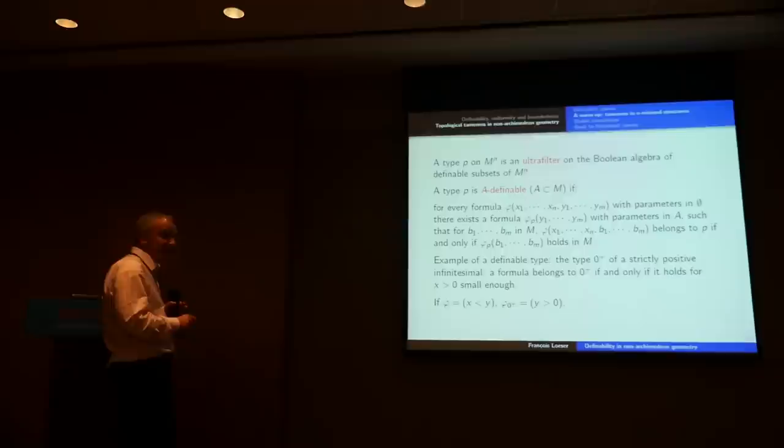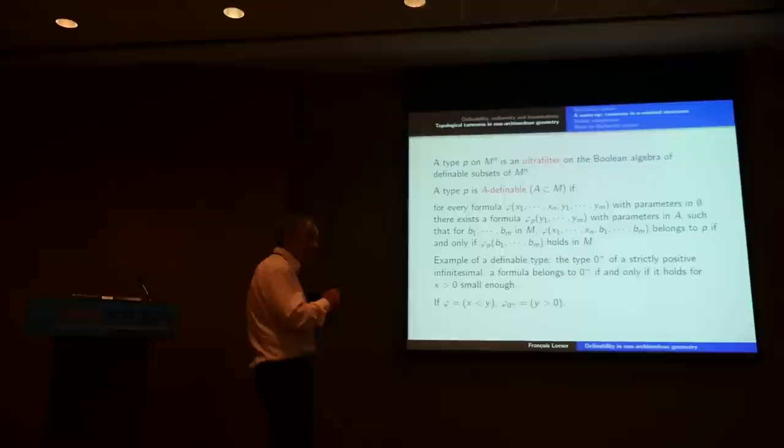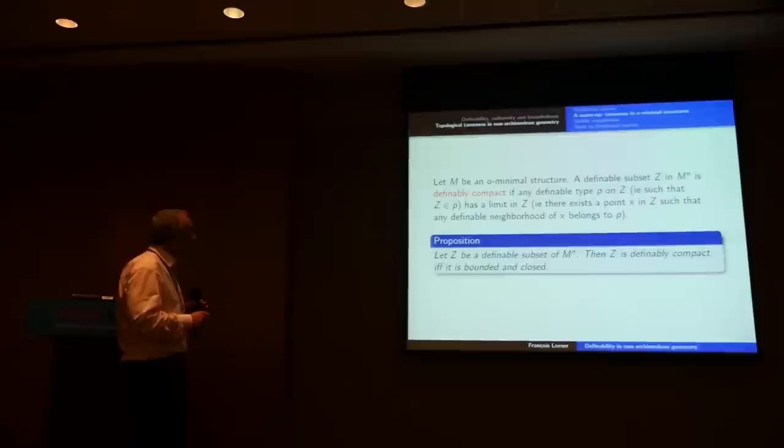I understand that it may be a bit difficult to absorb if it's the first time you see that. And now there is a notion of definable compactness in o-minimal structures. A definable subset Z will be definably compact if any definable type p on Z... so here there is some kind of duality... belongs to Z. If you think geometrically, the point corresponding to p belongs to Z, as a limit in Z. What does that mean? Well, that means that there is a point in Z which is a limit, and that you require that any definable neighborhood of x belongs to the type. So this is a natural notion of having a limit. And now everything is all right again.